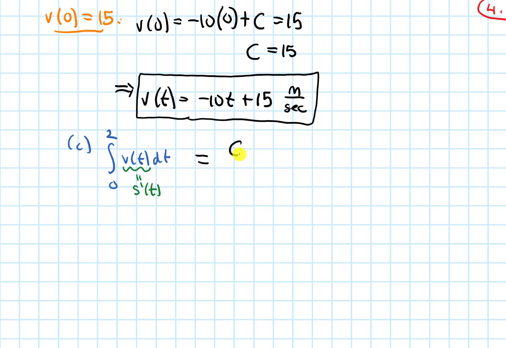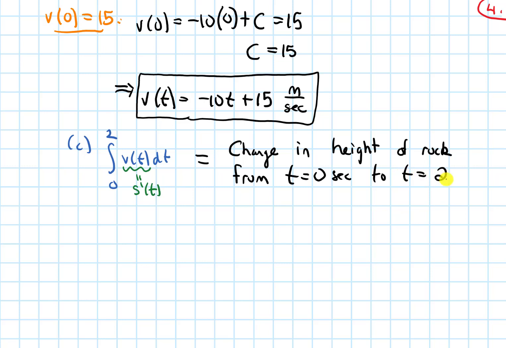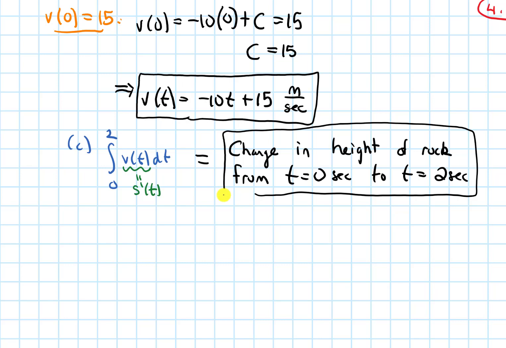So this is going to be the change in the position, which in this question represents the height. So this is going to be the change in the height of the rock from t equals 0 seconds to t equals 2 seconds. Okay, so that's what this thing represents. Then it says to calculate it.